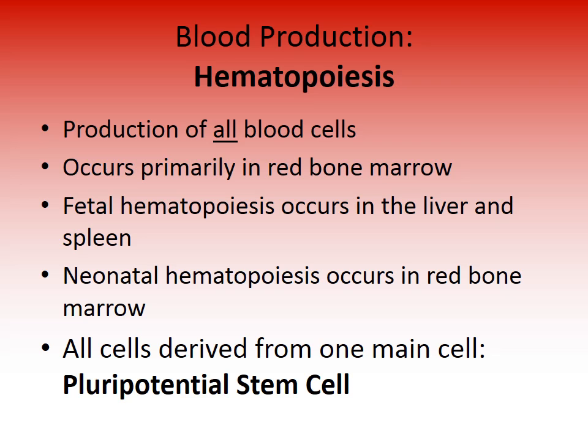All cells derived from one main cell. Within this red bone marrow, every single cell that you'll find in blood is derived from one stem cell. So when you hear about stem cell therapy and stuff like that, that's why it's so exciting, because we can take these stem cells and develop them and mature them into different types of cells depending on what we want. So you can alter it, but the pluripotential stem cell is the name of the one main cell that we'll have in our red bone marrow that will give birth, if you will, to all of the cells in the blood.